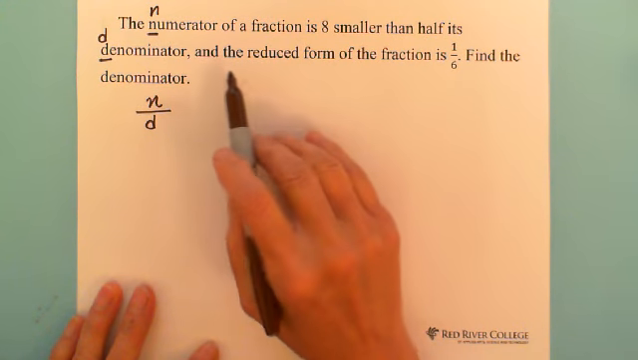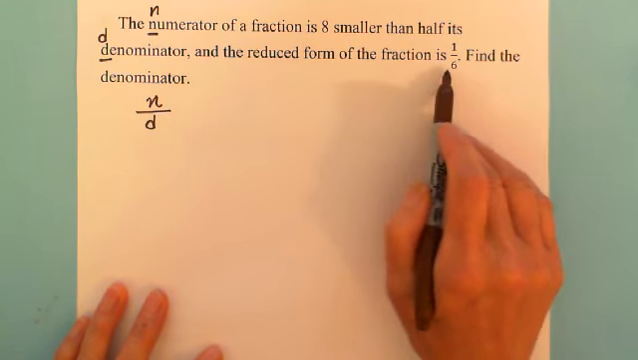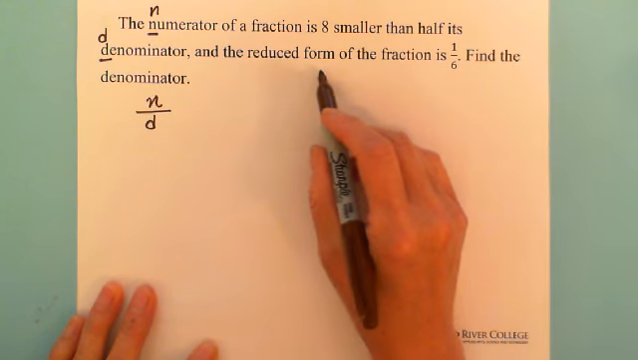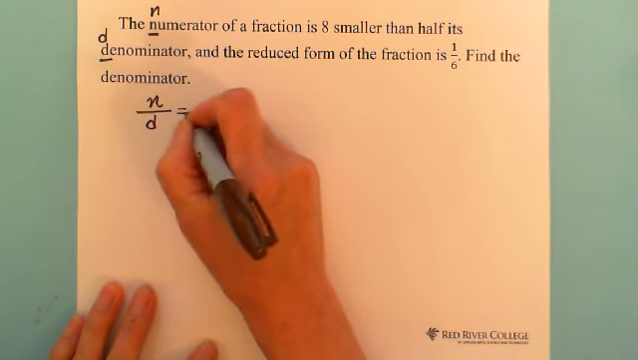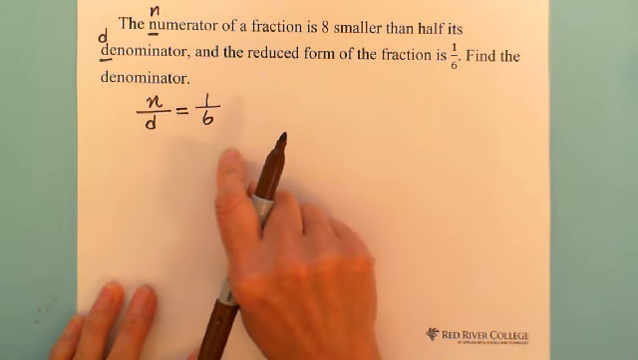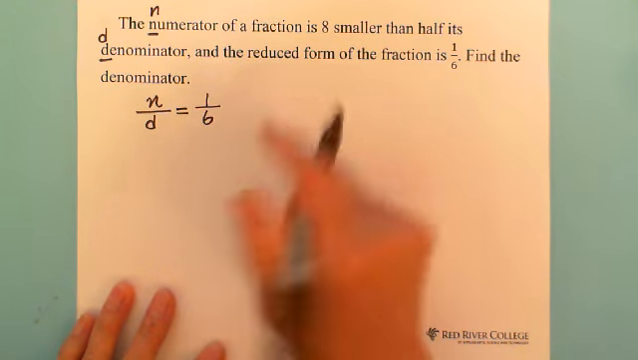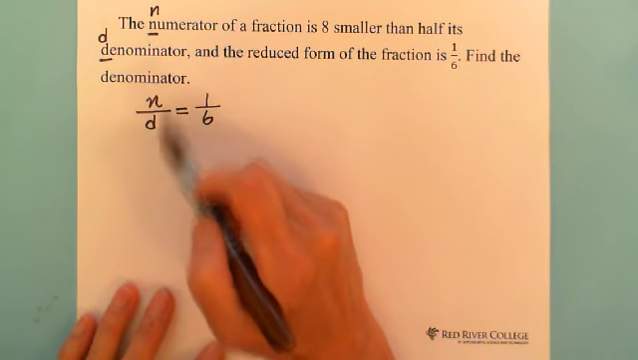And also the second sentence: the reduced form of the fraction is 1/6. Obviously, the fraction we are looking for is not reduced yet, but after reducing, the simplest form is 1/6. We can write this one piece of information. But then we still have the first information, how the numerator and denominator are related.